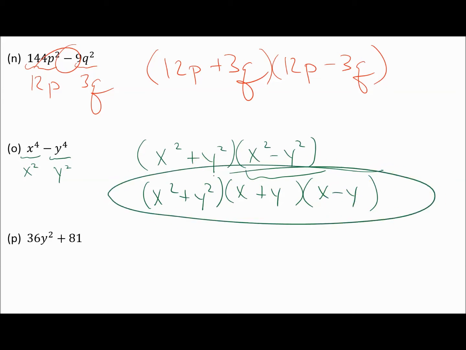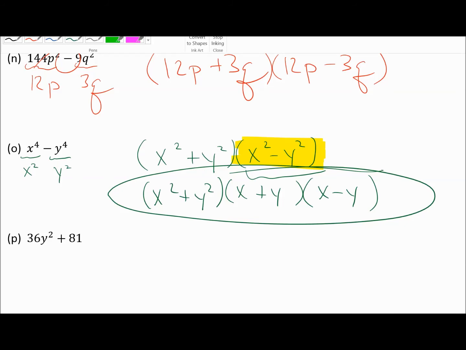This is completely factored. So always check to make sure that your factors can't be factored again. Okay, so this is like a two-step problem going on. That x squared minus y squared could go again, but remember we talked about x squared plus y squared, a sum of squares, won't factor at all.